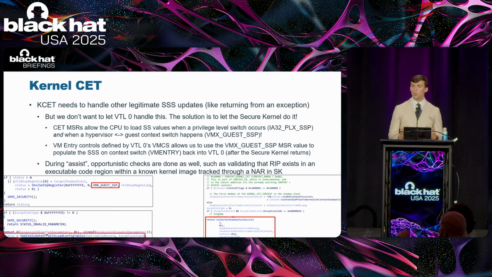But also we have opportunistic checks. So the secure kernel knows about all the executable code in VTL0 through those NAR structures I mentioned earlier. And exceptions are associated with a new context record. So the secure kernel goes, we're already here, we're already updating the shadow stack value. Why not take the instruction pointer from the context record and validate it resides within a known executable region of memory? So that's another opportunistic check which is done.